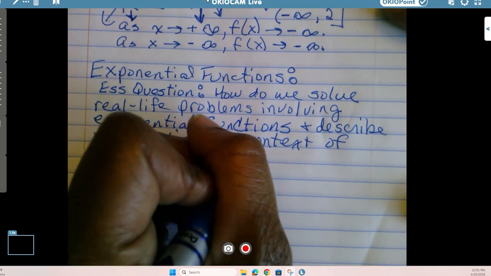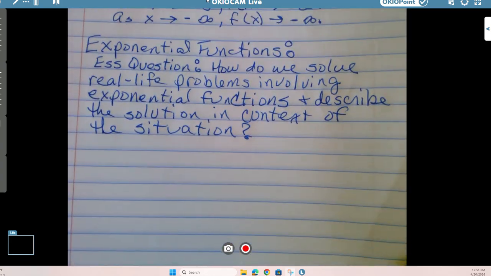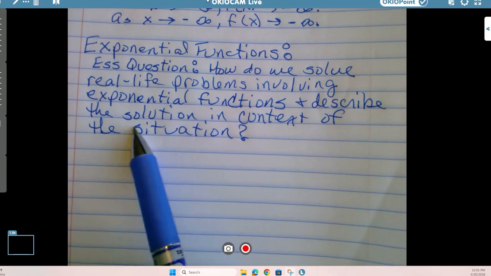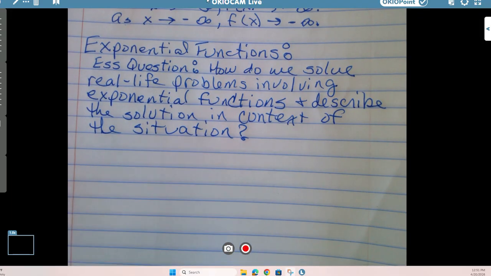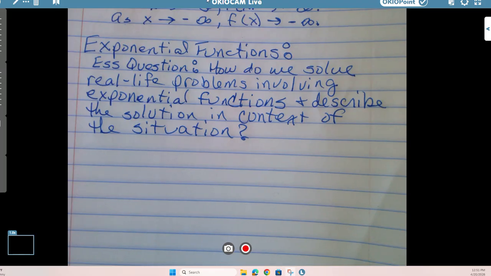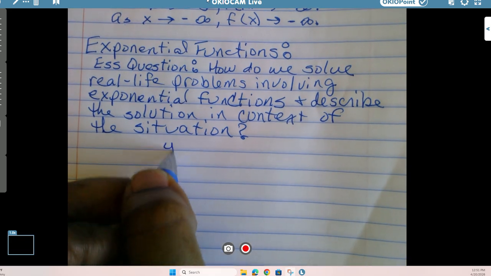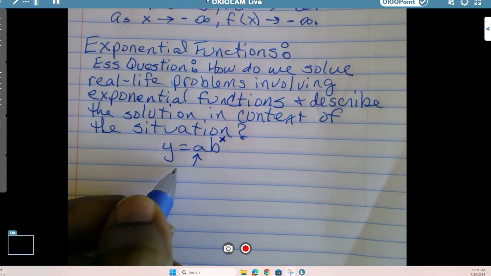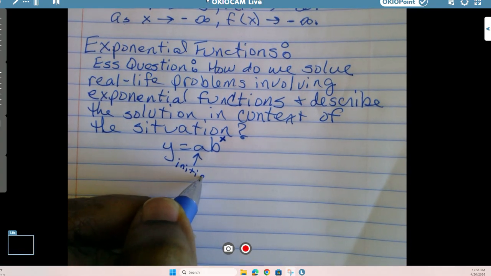All right. I think that's the question. We are going to solve real-life problems involving exponential functions and describe the solution in context of the situation. All right. Exponential functions are y equals a times b to the x. A is the initial value. B is the growth factor. I usually say it's the growth rate, but I don't want to use the wrong terms.